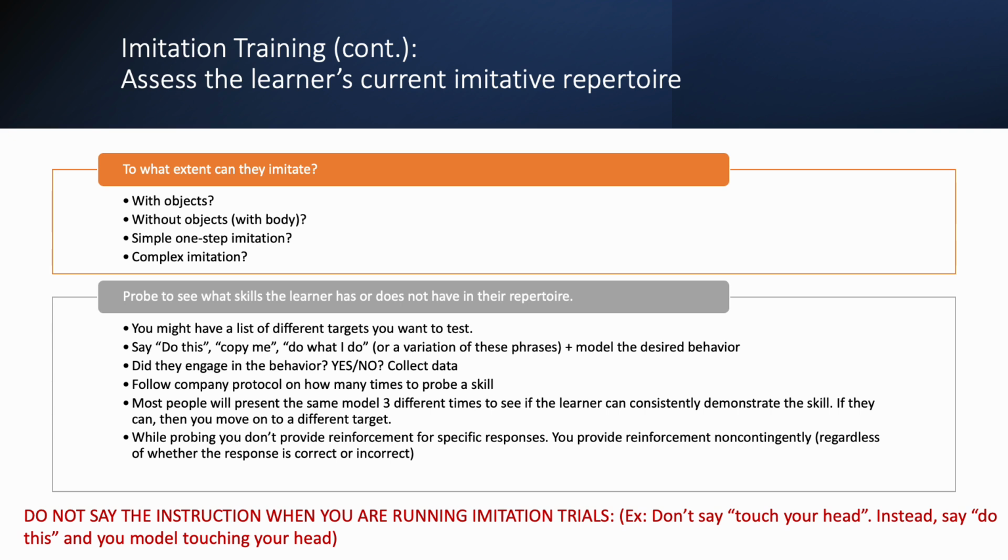When we are working on imitation, we need to make sure that we are saying, do this, copy me, do what I do, and then that we are presenting that model along with it, okay? So do not say the instruction. I train therapists all the time. I actually love to train therapists. One of the big things that I find that people struggle with is when they're working on imitation trials, they are saying the instruction. Don't say the instruction, simply model it and say, copy me, do this, do what I do, copy what I'm doing, whatever variation of that you want to use, okay?